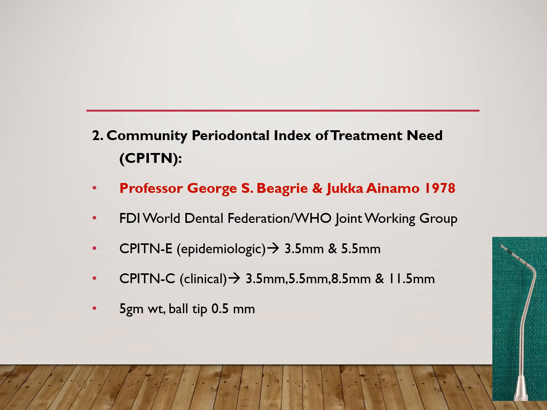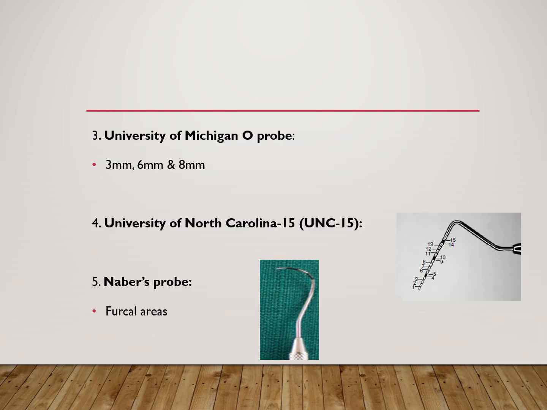So then there's another probe which is known as Community Periodontal Index of Treatment Need. So it is 5 gram in weight and it has a ball tip of 0.5 mm. It is further classified into two types, CPITN-E probe, which has color coding at 3.5 and 5.5 mm, and CPITN-C probe, which is usually used in the clinic. It has color coding at 3.5, 5.5, 8.5 and 11.5 mm.